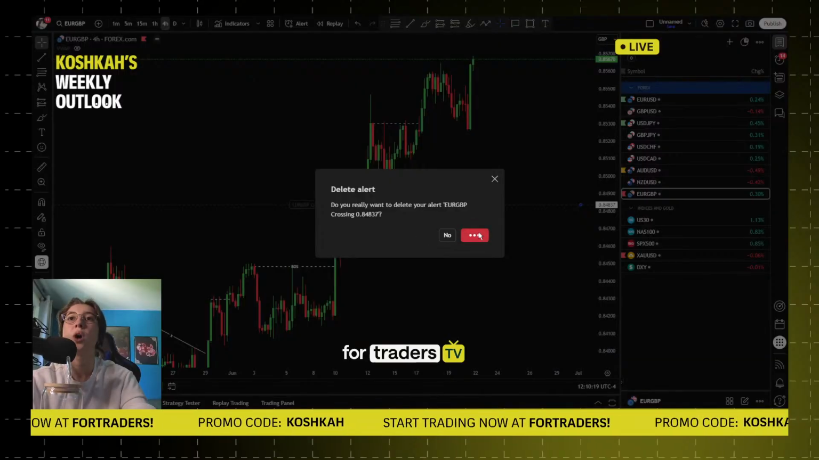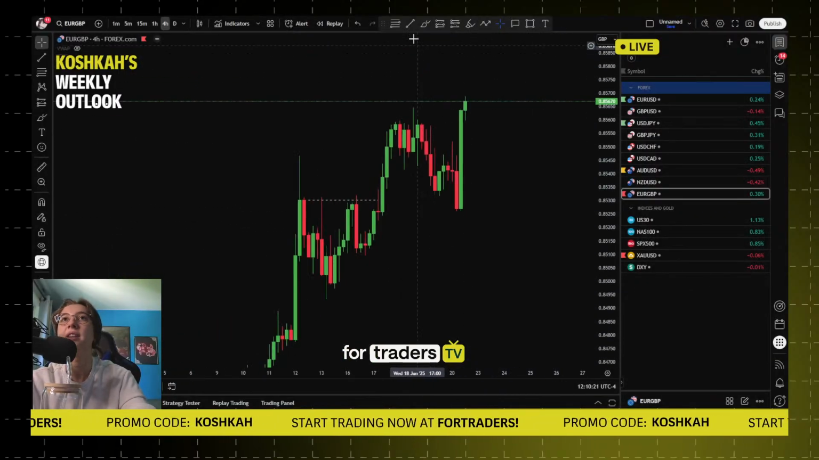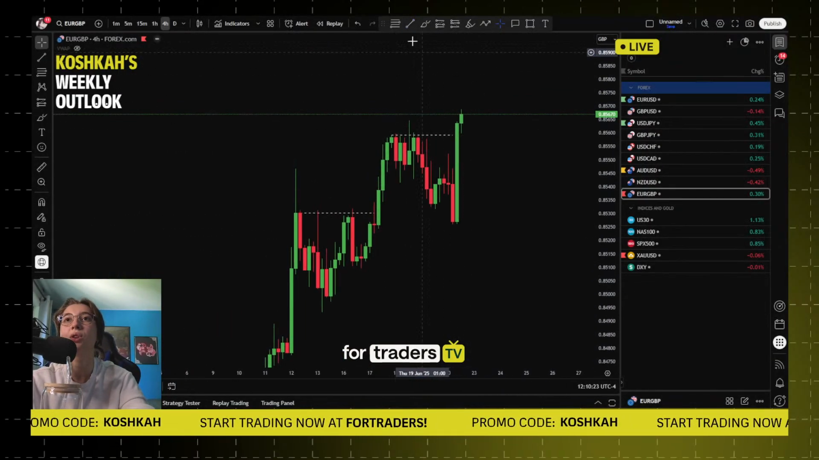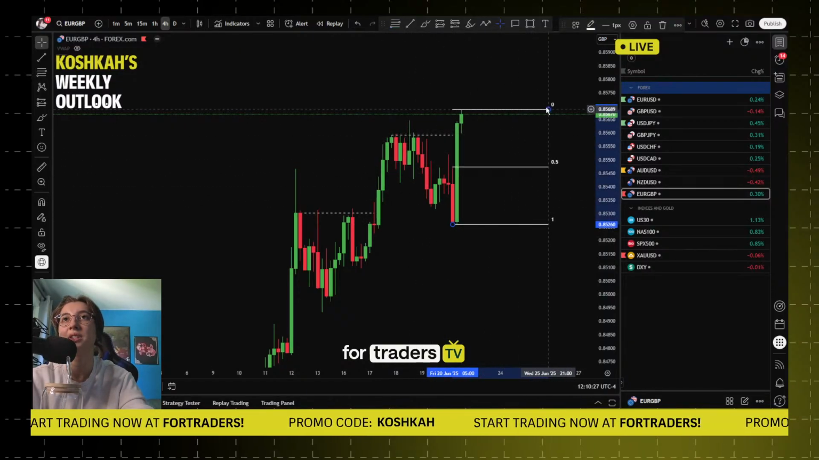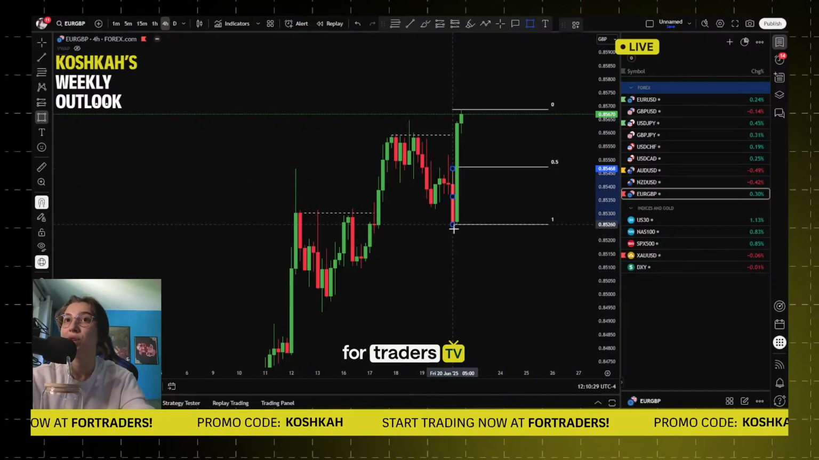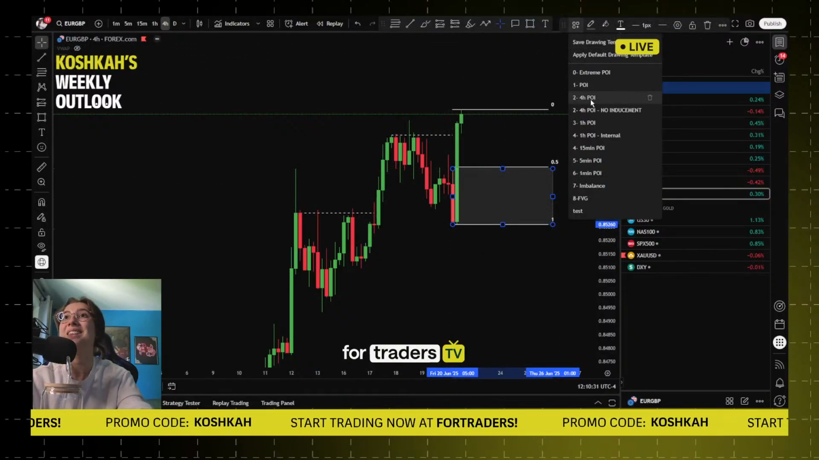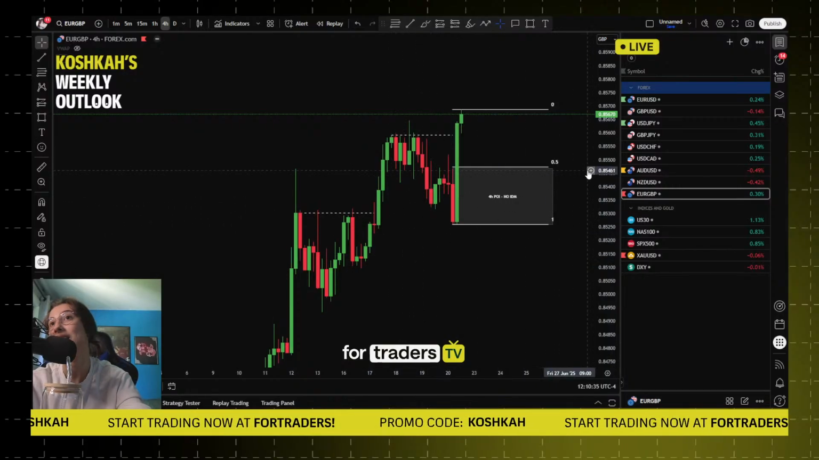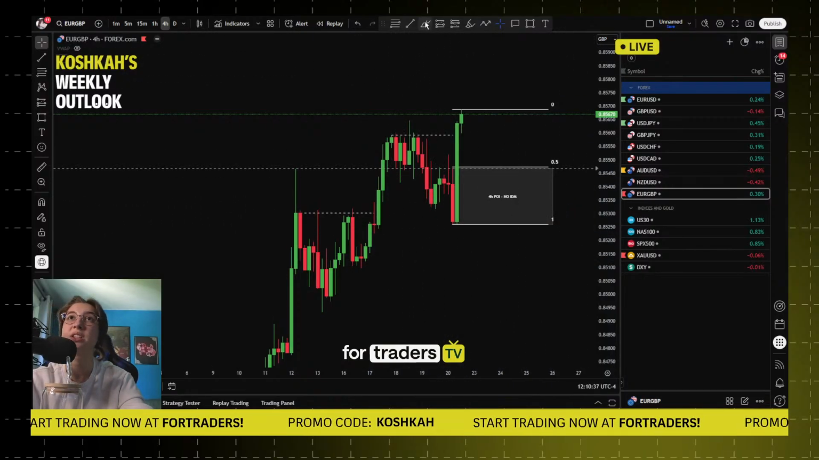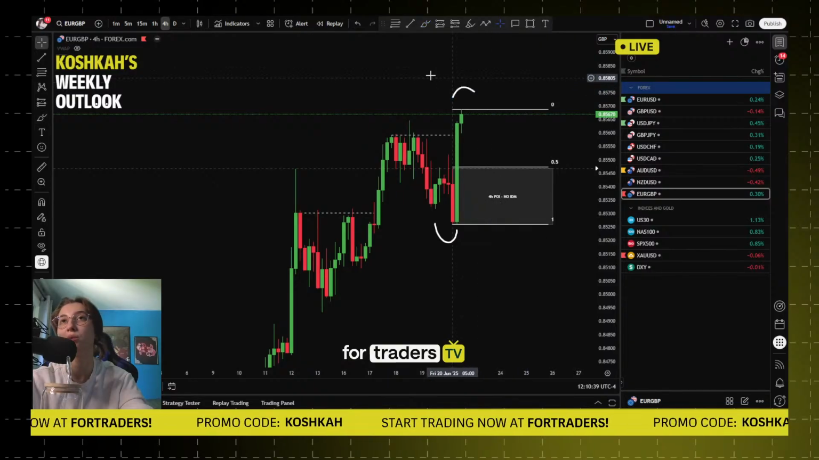So all of those POIs are now too old. And now we will be focusing on what's going on more recently. So this is the last break to the upside. So now this is our range. And we do have this 4 hour POI that is really big without any inducement, but the POI is still valid, as we still have this new structure from the bottom to the top.